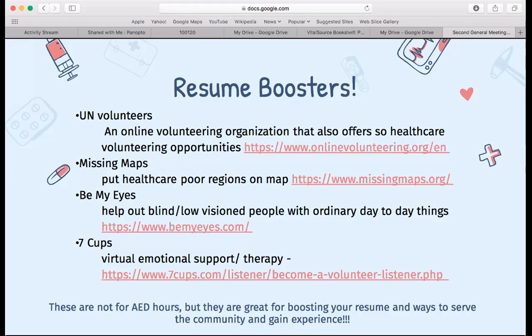Then the last one is 7 Cups, which allows you to provide some virtual emotional support and therapy, and just talk with some people, and during this time where, you know, a lot more people are lonely and not having as much social interaction. So this is another great opportunity.